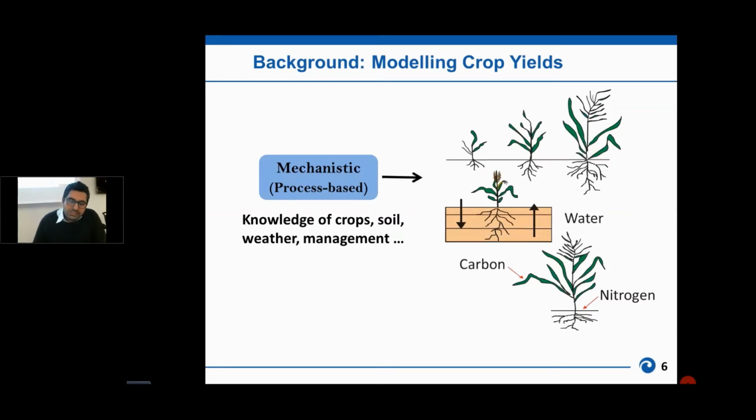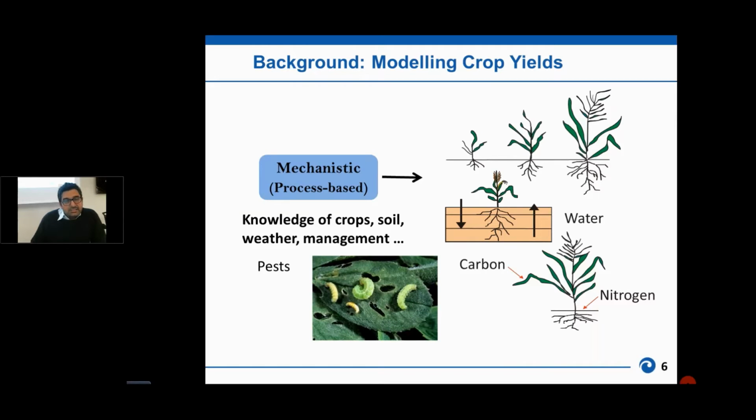So what are the processes that actually go into these process-based crop models? There are a lot of them. Primarily, they are the knowledge of individual crops, the soil conditions, weather, of course, the management practices that the farmers adopt, and so on. So there's a lot of detail going on in these kinds of crop models, and they are quite computationally expensive.